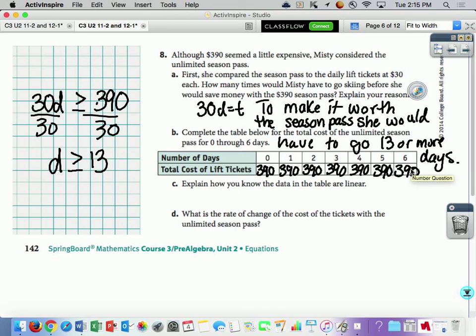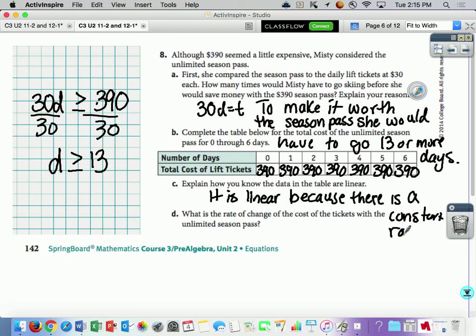Okay, so it says explain how you know the data in the table is linear. Again, linear means that there is a pattern. We see that the days are always going up by 1 and the cost is not going up at all. So we're going to say it is linear because there is a constant rate of change. Constant means it's happening over and over again. Rate of change means it's going up or down by something.